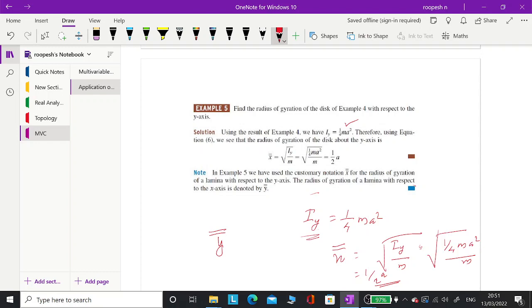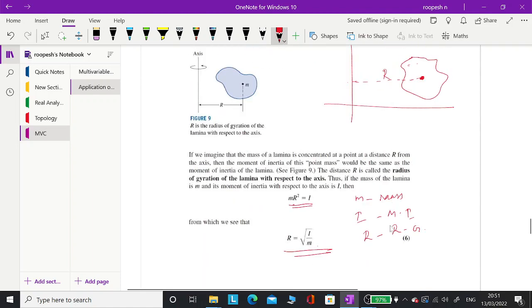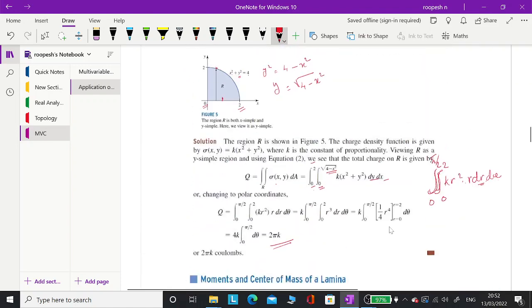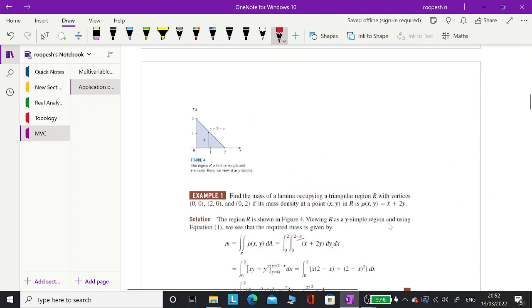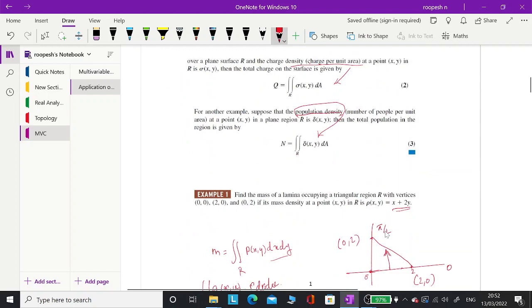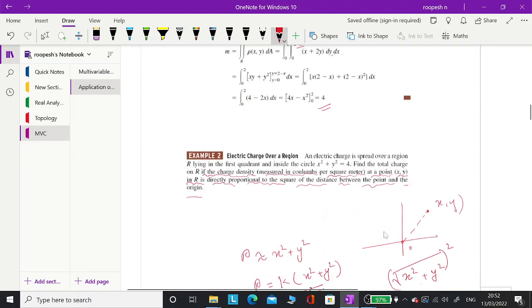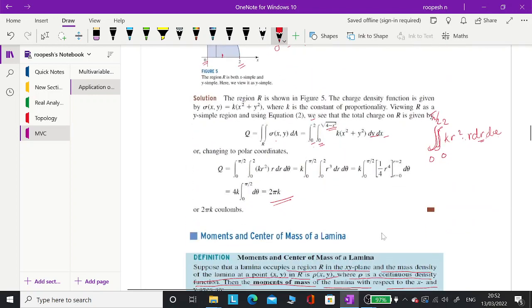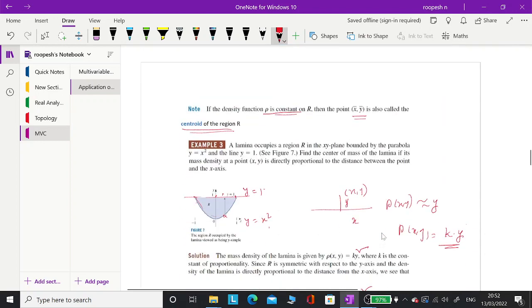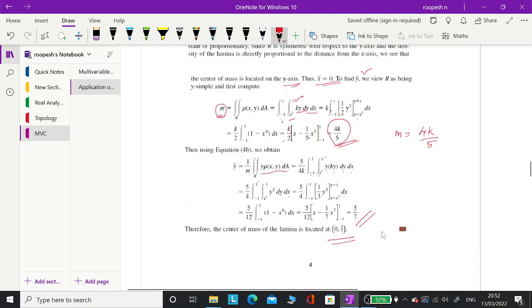Okay, so this is for today's class. Thank you for your patient listening. Today we have discussed how we can find the moment of inertia and mass of a region using double integrals. So hope you understood. If you have any queries or any doubt that needs to be clarified from my side, please feel free to ask.